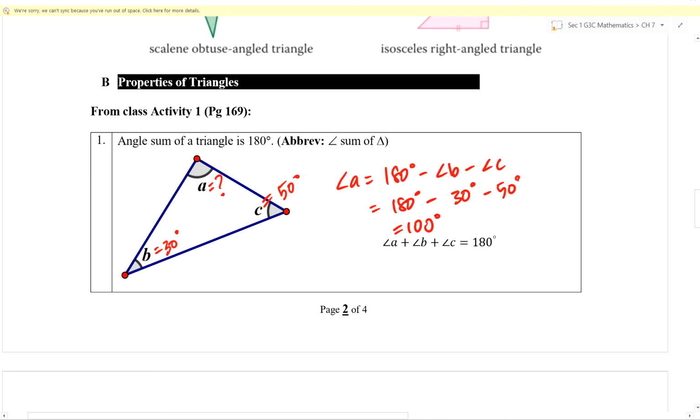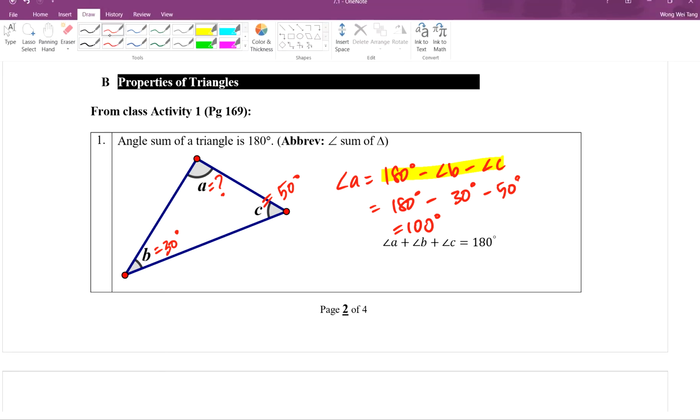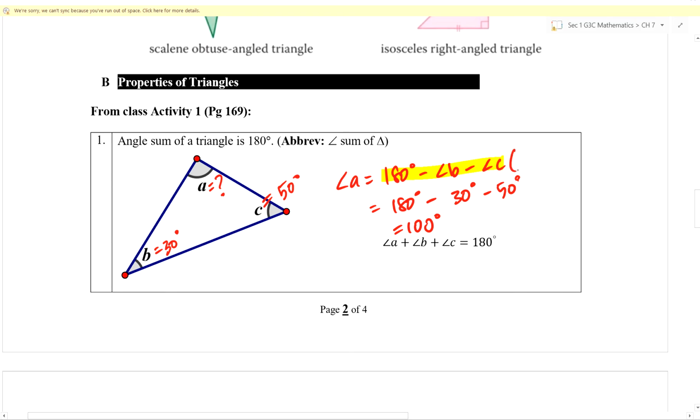Now this is very straightforward, but I would like to let you know that this is incomplete. Why? Because over here in your very first line, you used a certain property. The property is that the sum of the three angles in a triangle is 180 degrees. So when you use a property, you must write down the name of the property. Now in this case, we will need to write down the abbreviation, angle sum of triangle. What this means is that we are saying this property is known as the sum of the angles in a triangle is 180 degrees. Okay, so this is a short form that we can use.